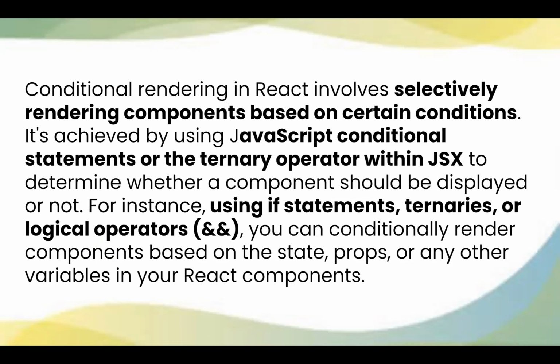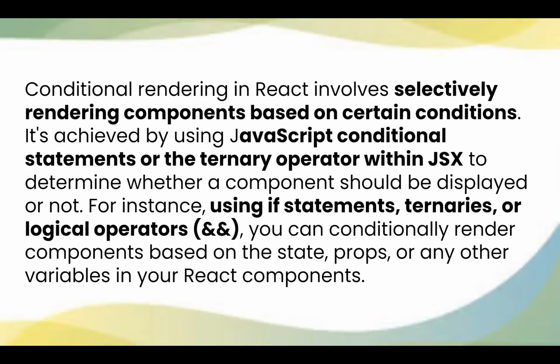So the answer is, conditional rendering in React involves selectively rendering components based on certain conditions. It is achieved by using JavaScript conditional statements or the ternary operator within JSX to determine whether a component should be displayed or not. For instance, using if statements, ternaries, and logical operators, you can conditionally render components based on state, props, or any other variables in your React components.